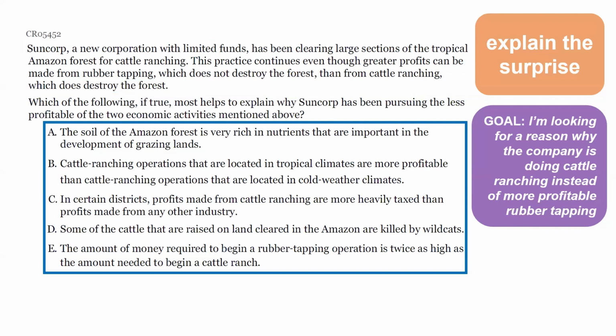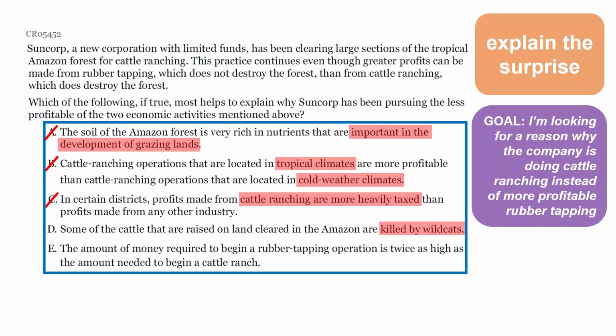Answer A, if anything, provides a reason why cattle ranching is a good option. Answer B provides some kind of irrelevant comparison. We're interested in comparing cattle ranching to rubber tapping, not to cold weather climates. Answer C might be tempting, as it mentions taxes, but it's another opposite trap. This would be a reason not to do cattle ranching. Remember that we're looking for a reason why the company is doing cattle ranching instead of more profitable rubber tapping. Answer D gives another irrelevant detail. If anything, this would be a reason against cattle ranching.